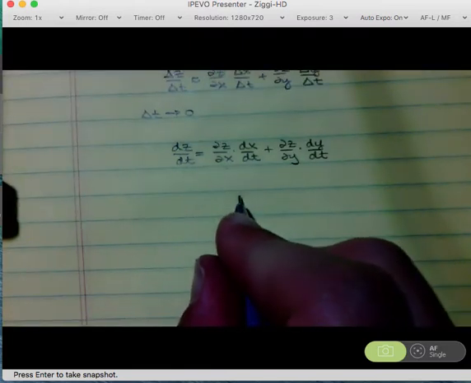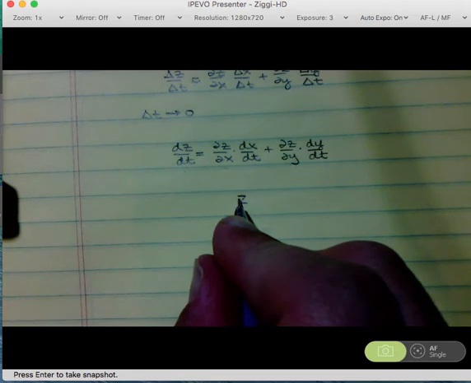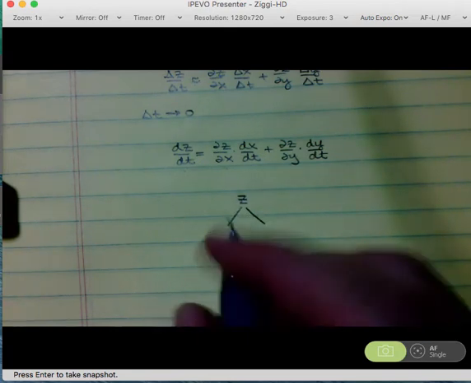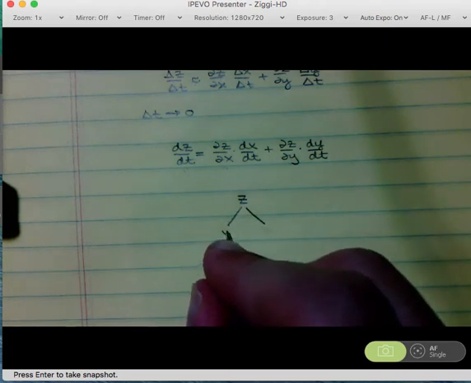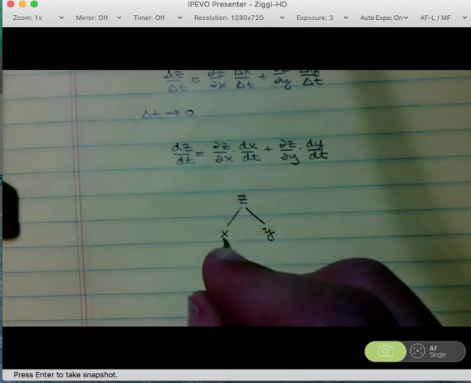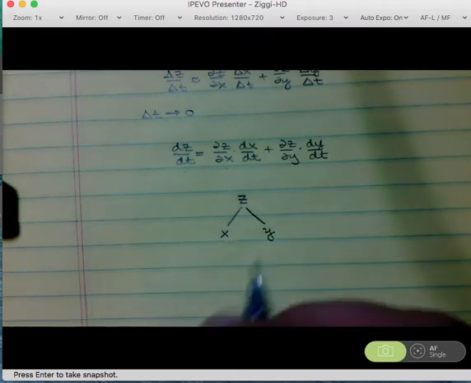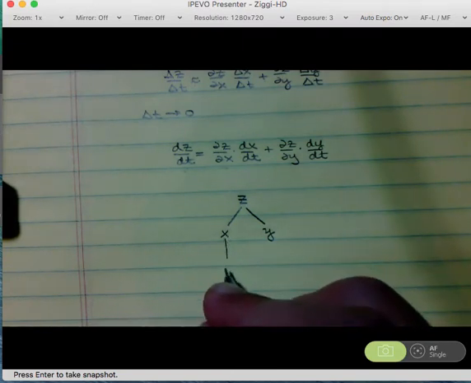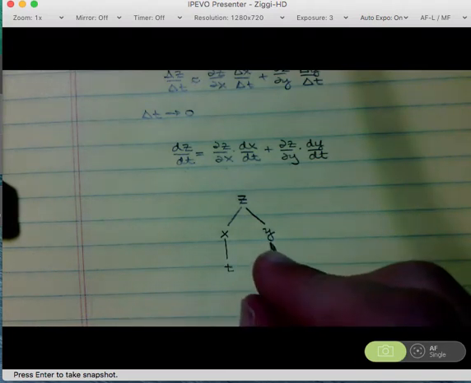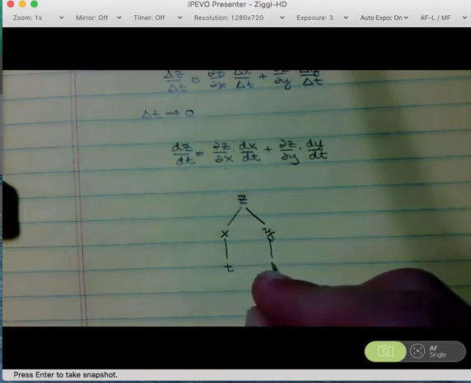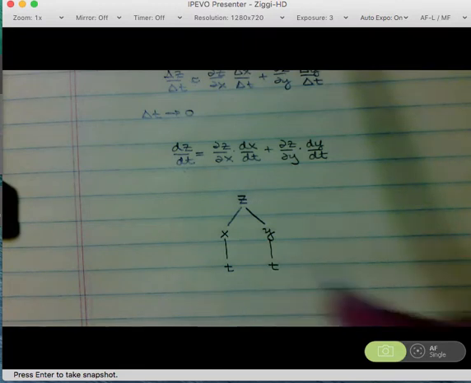So we can come up with this formula from a tree diagram. We place z at the top, we extend 2 branches from z, and at the bottom of one branch we place x, and at the bottom of the other we place y, because z has a dependency on both x and y. Furthermore, we know that x has a dependency on t, so we extend one branch from x, and we place t at the bottom of it, and we know that y has a dependency on t also, so we extend a branch from y, and we place t at the bottom of it.